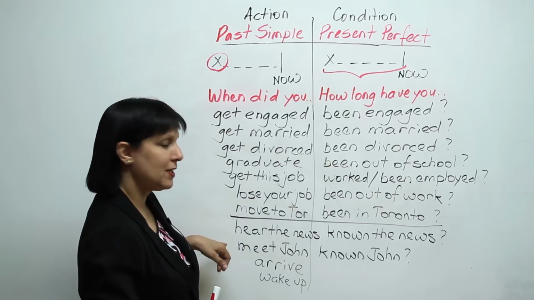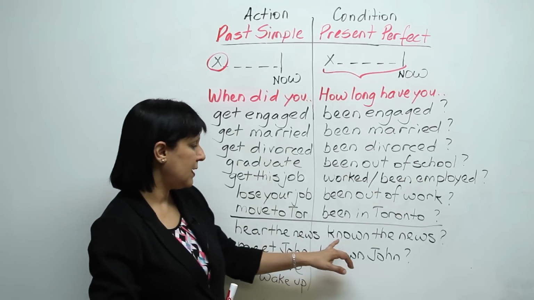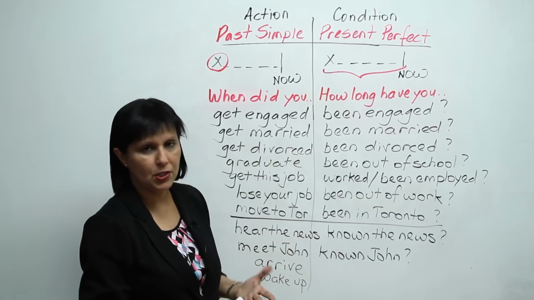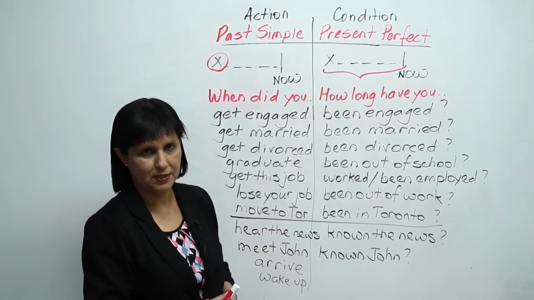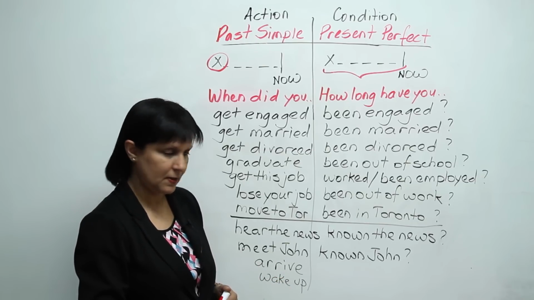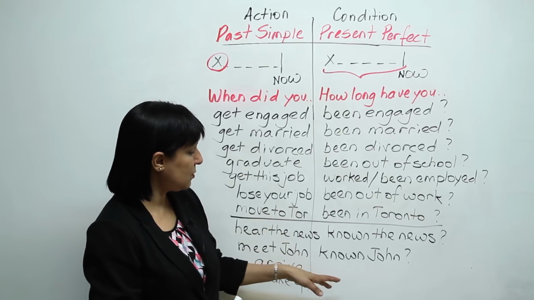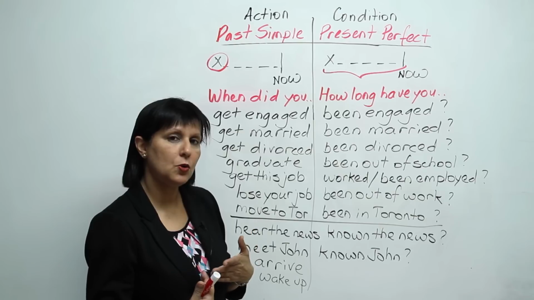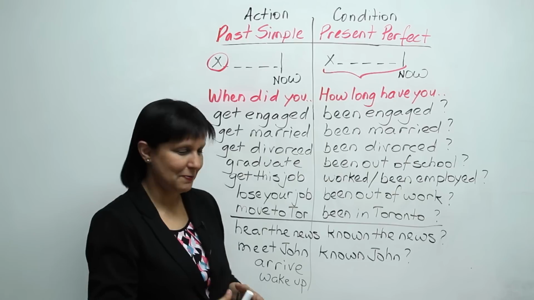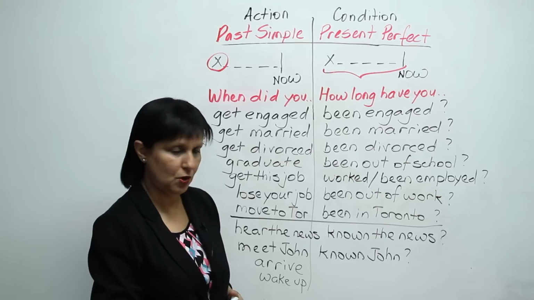All right? Let's look at a few other examples. When did you hear the news? Or how long have you known the news? In this case, you have to change the verb for it to make sense, right? Or when did you meet John? That would be a past simple question. When did you meet John? Present perfect would be, how long have you known John? Right? Because you can't keep meeting John. Once you meet him, that's finished and it's over. Now you know him. So how long have you known John?